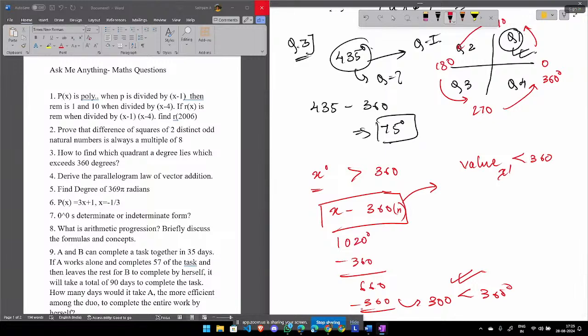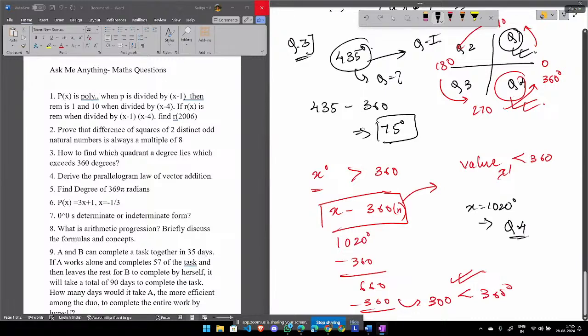So what will I do? I'll see where my 300 lies. My 300 lies in quadrant 4. Therefore my x, which is 1020 degrees, would lie in quadrant number 4. So this is a very basic and standard approach which we can all follow to find the quadrant in which a degree lies. We've covered an example also for the same. All right, we can move forward to the next question.